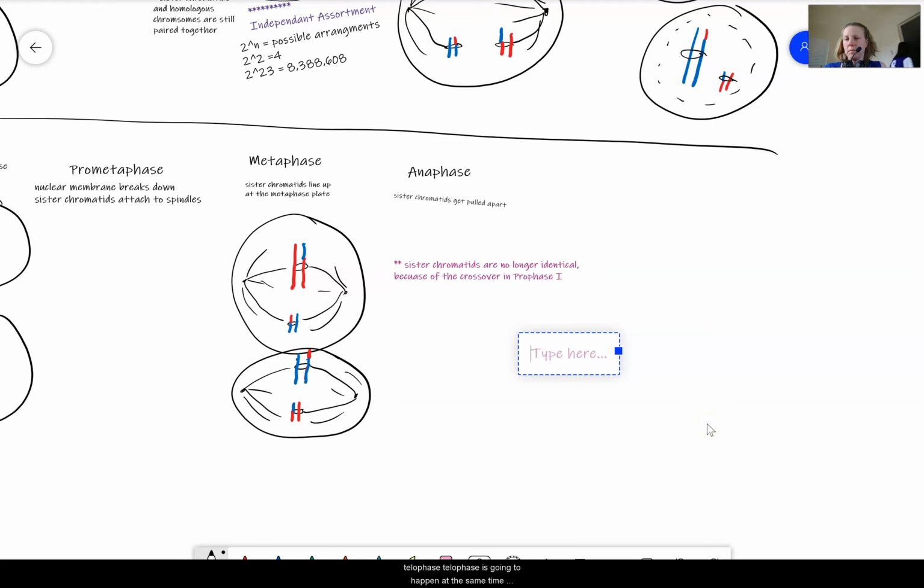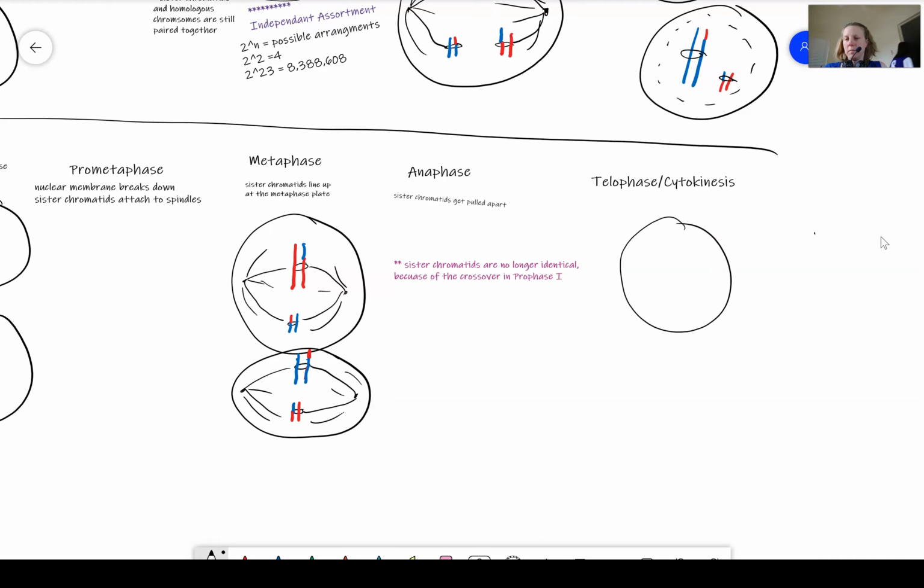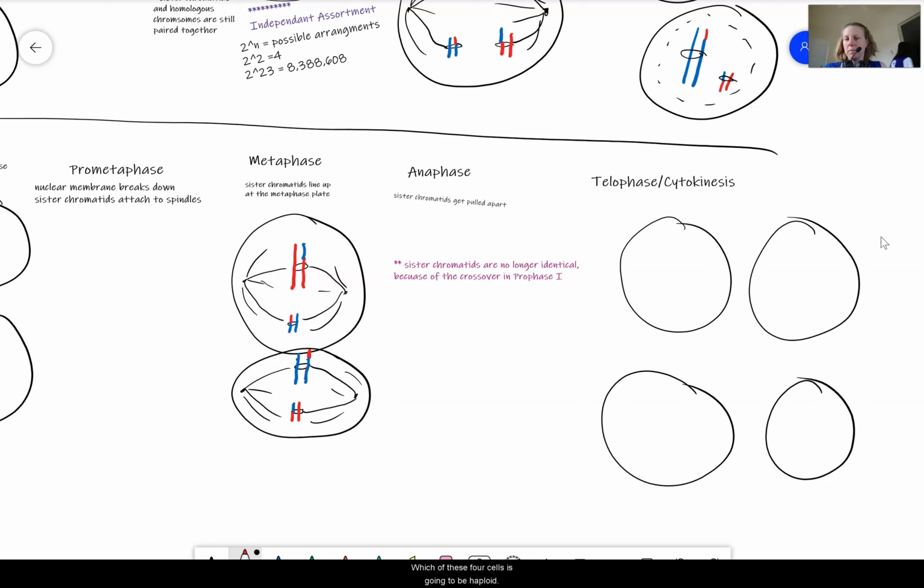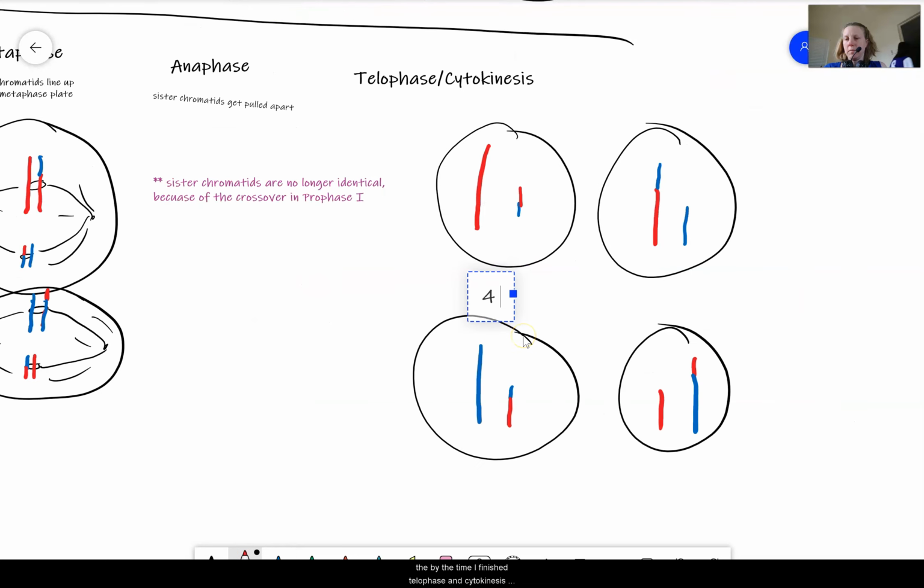All right, so after anaphase, we're going to get our very final phase of this process, telophase. Telophase is going to happen at the same time as cytokinesis. And at the end of telophase and cytokinesis, we're going to have divided into a total of 4 cells. Each of these 4 cells is going to be haploid. Each one is going to have 1 copy of chromosome 1, and each cell is going to have 1 copy of chromosome 2. So by the time we finish telophase and cytokinesis, we're going to generate 4 haploid gametes, or 4 sex cells, 4 eggs or 4 sperm cells.